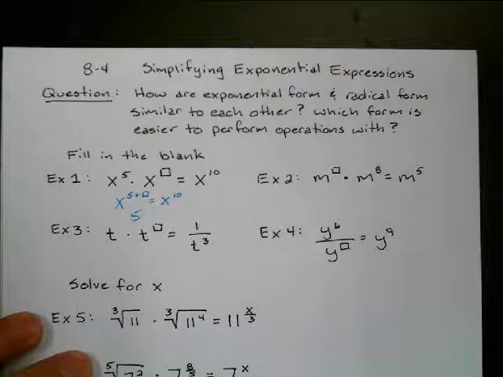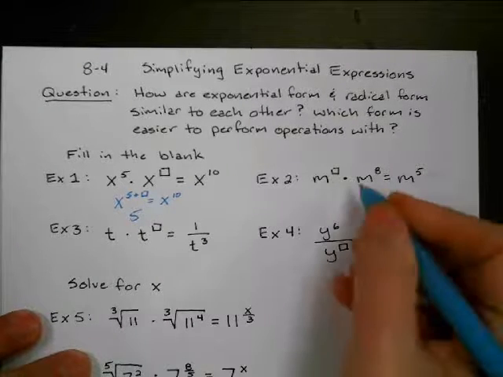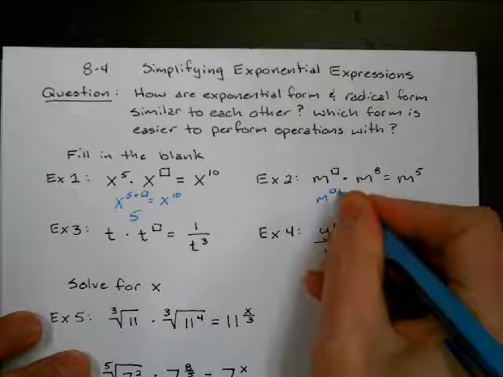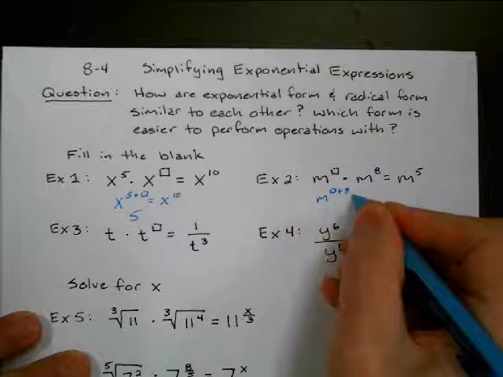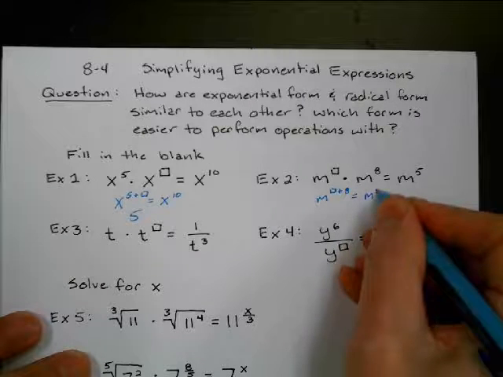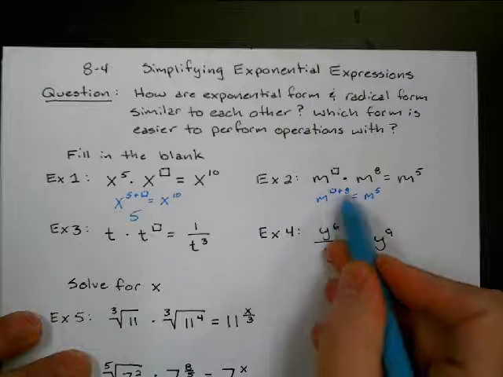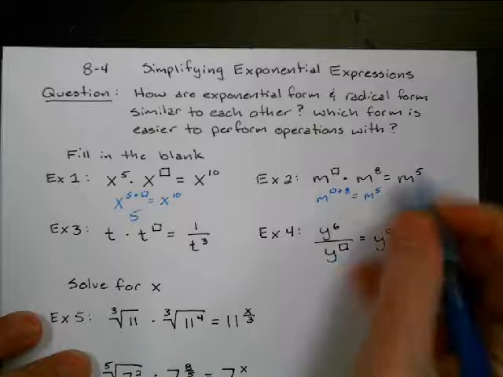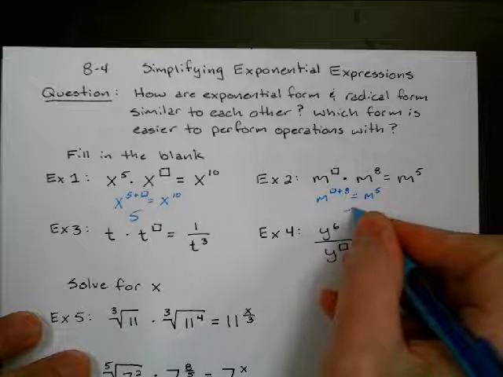Next one. Again, this is multiplication. So this is m to the whatever that is plus 8 equals m to the fifth. All right, so what plus 8 equals 5? Well, it has to be a negative number because I got to get that 8 smaller. So our answer is negative 3.